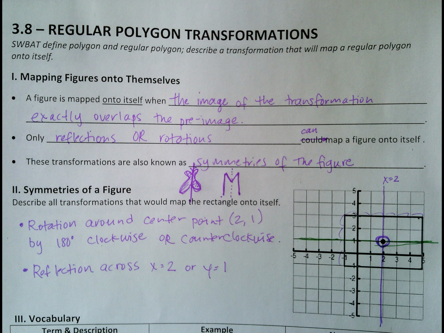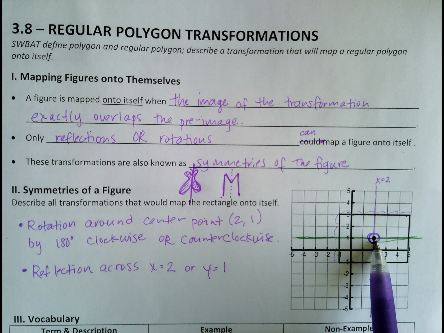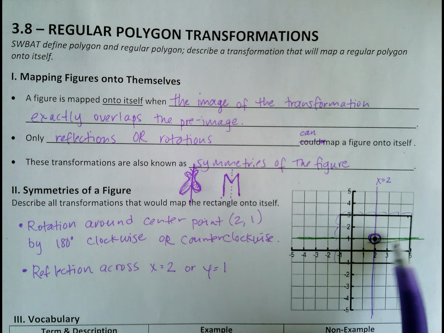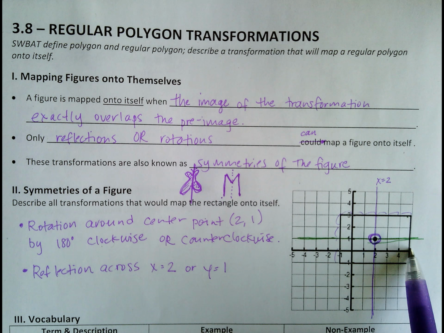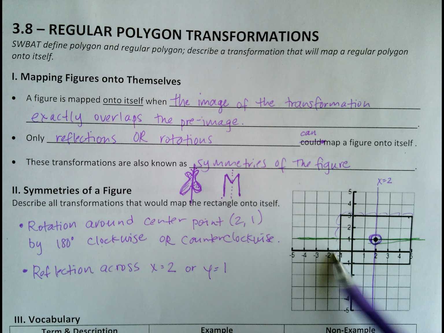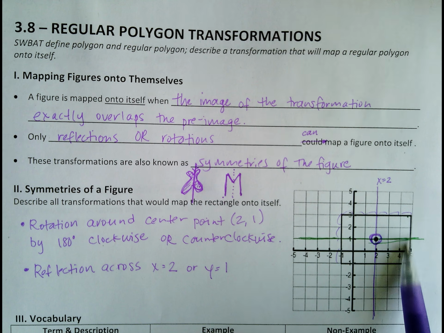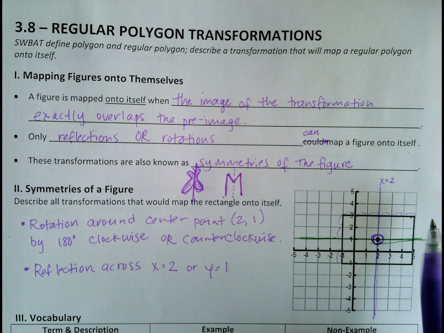All right, so symmetries of a figure. In this image, we're trying to describe all transformations that would map this rectangle onto itself. The unique thing about this point here is that it is the center point. So if you notice this point right here in the triangle, because this is a triangle, what's wrong with me? A rectangle, excuse me. This is a rectangle, 6 units here, 4 units here, 6 units here, 4 units here. Okay, so it's a rectangle.